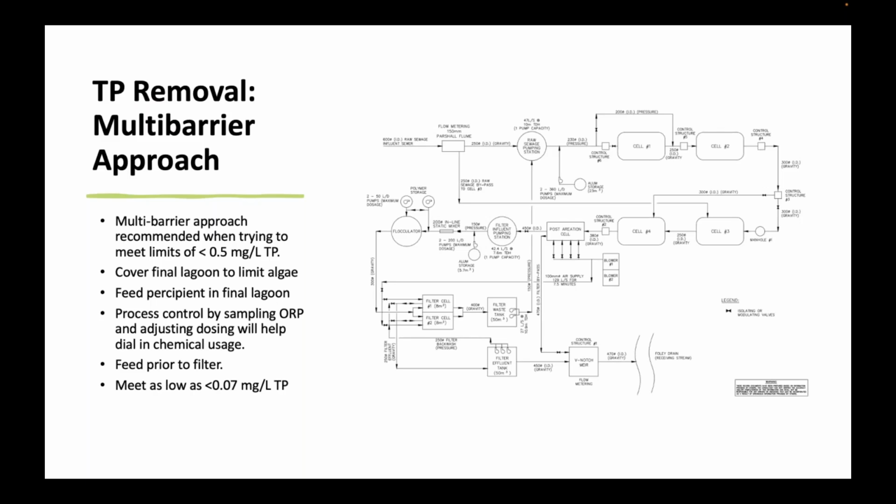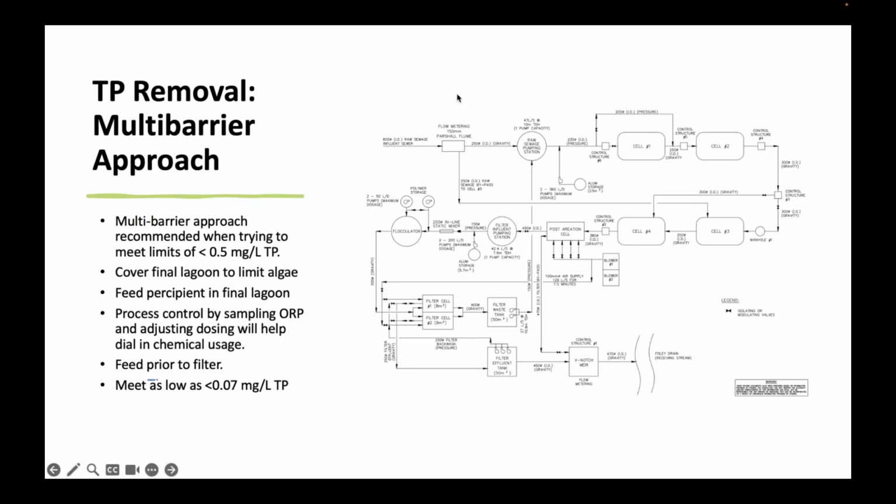I'd say a multivariate approach is generally good, whether that means that you're feeding chemical at 2 different points along your lagoon system to precipitate phosphorus and limit the growth of algae to help you precipitate phosphorus, or if you're feeding in a polishing cell and then going into a filter, right? And then feeding right before the filter, that's a good solution. So like if you're trying to get to a low limit, then I would say, you know, multiple barriers is really key.